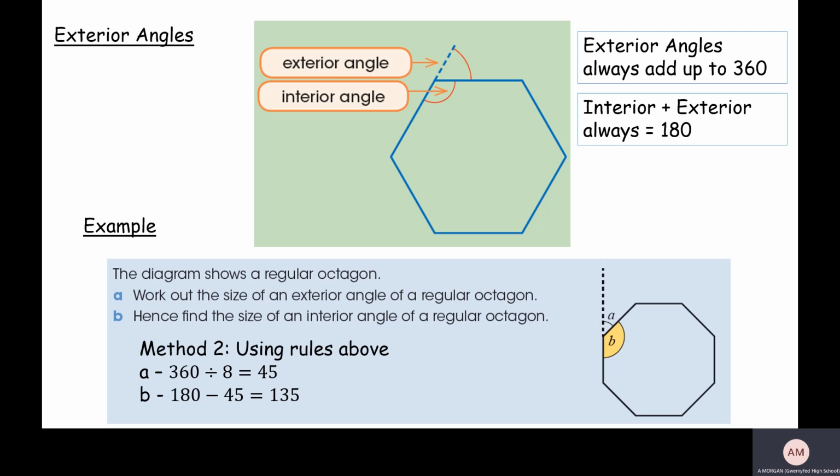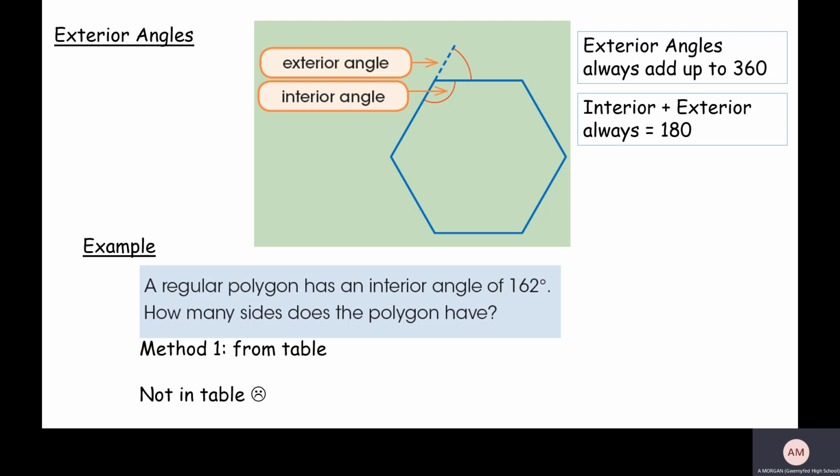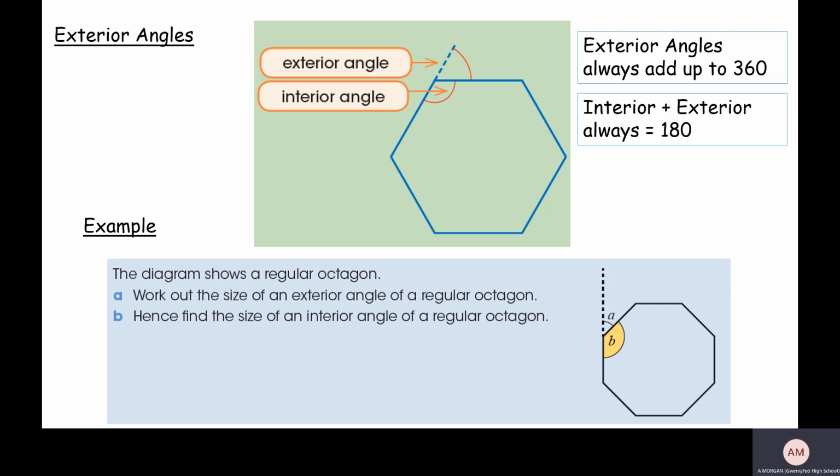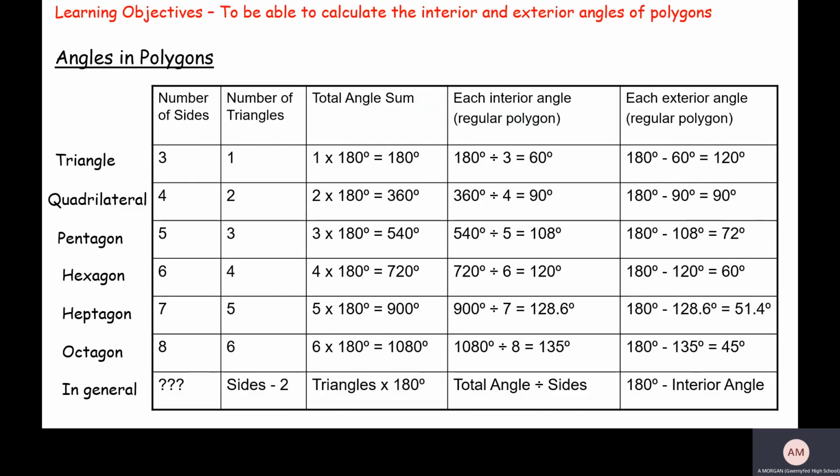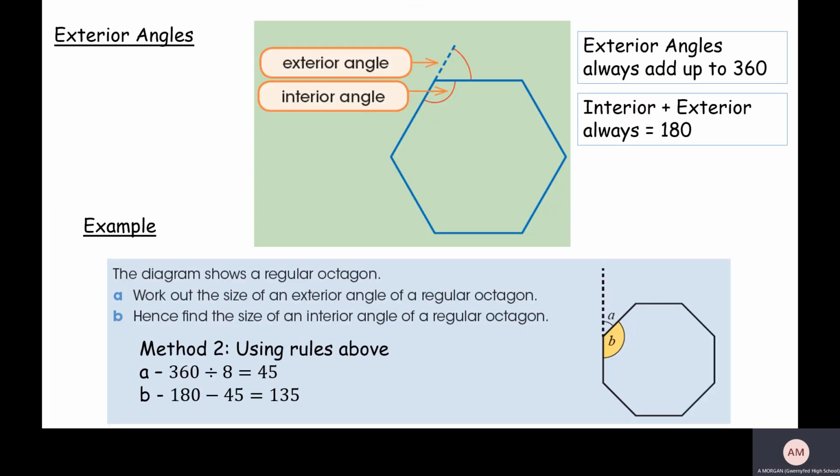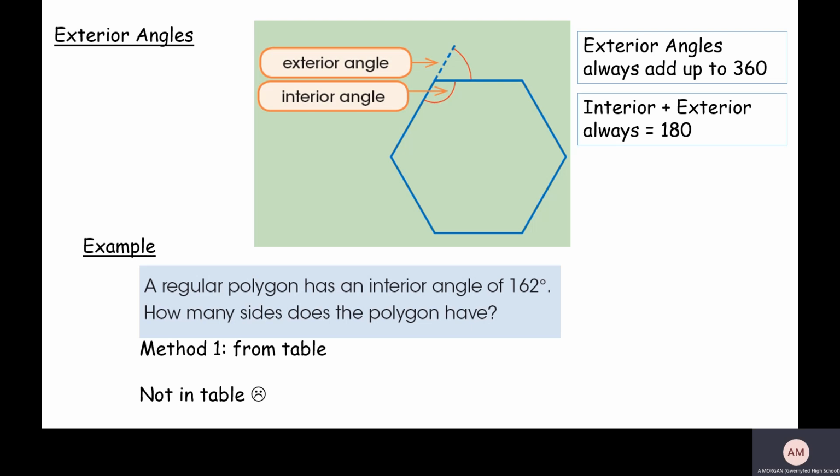Let's have a look at another example. So here we've got a regular polygon, it's got an interior angle of 162. How many sides does it have? So method 1 from the table, okay, it's not in the table apparently. Let's just check. Interior angle 162. Interior angle, no, it's not in the table. So I've got to come up with some other method. And the other method is going to use the rules at the top.